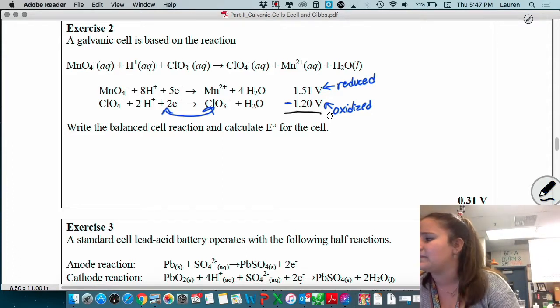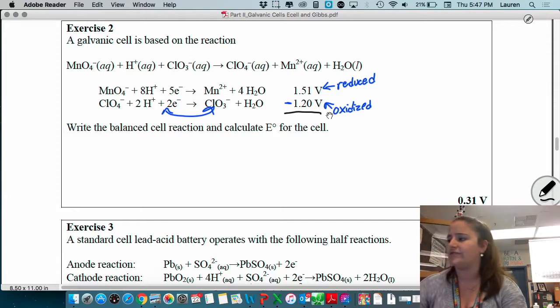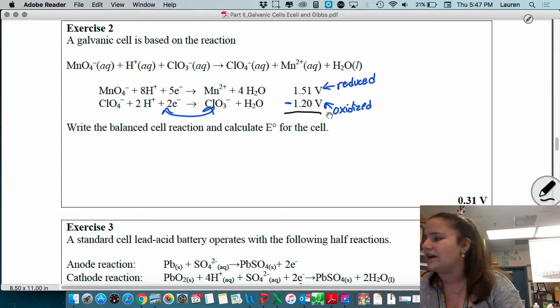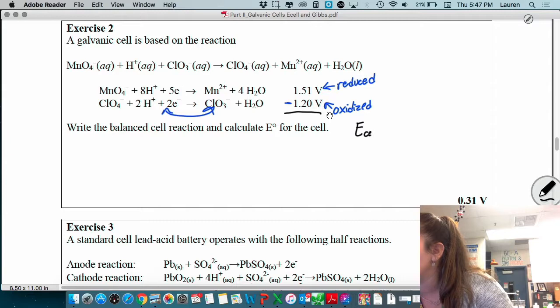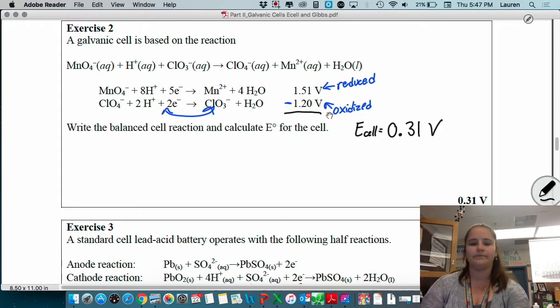By adding up those two things, we have 1.51 minus 1.20. I can do that in my head. Our E cell is 0.31 volts. Yep, it's always going to be positive. If it's not positive, you don't have a battery. That means you did something wrong. Now, let's figure out this whole reaction.